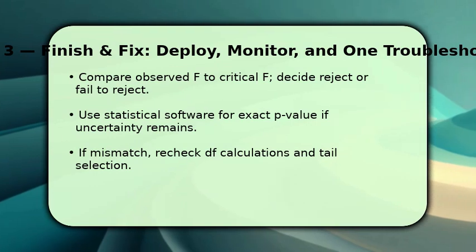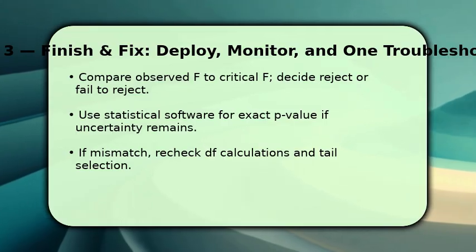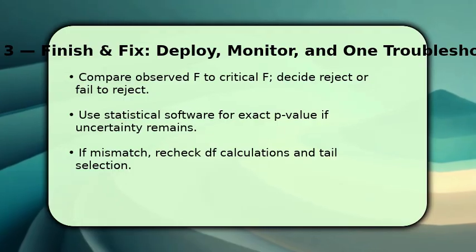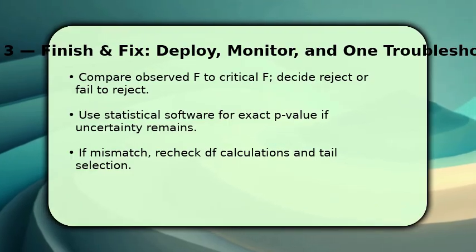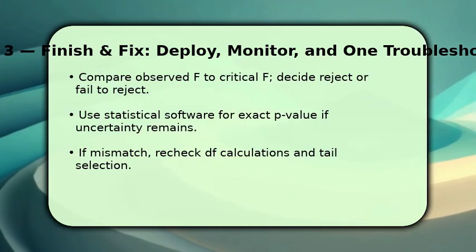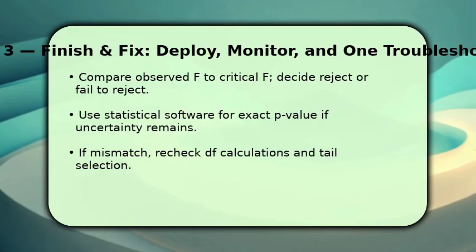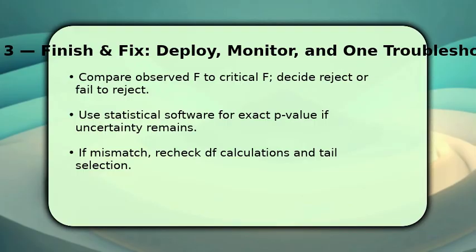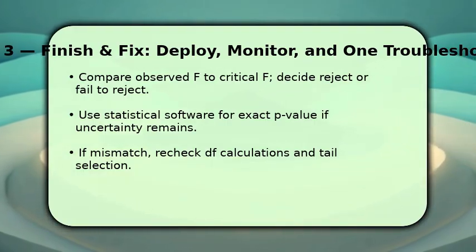Finally, compare your observed F statistic to the critical value you found. If observed F is larger, reject the null hypothesis. If values are close, compute the exact p-value in software for precision, because tables are limited. If you get unexpected results, double-check your df calculations and whether you used one-tailed versus two-tailed entries. Errors there are common. And if a table seems inconsistent, switch to a calculator or stats package to verify the critical value quickly.